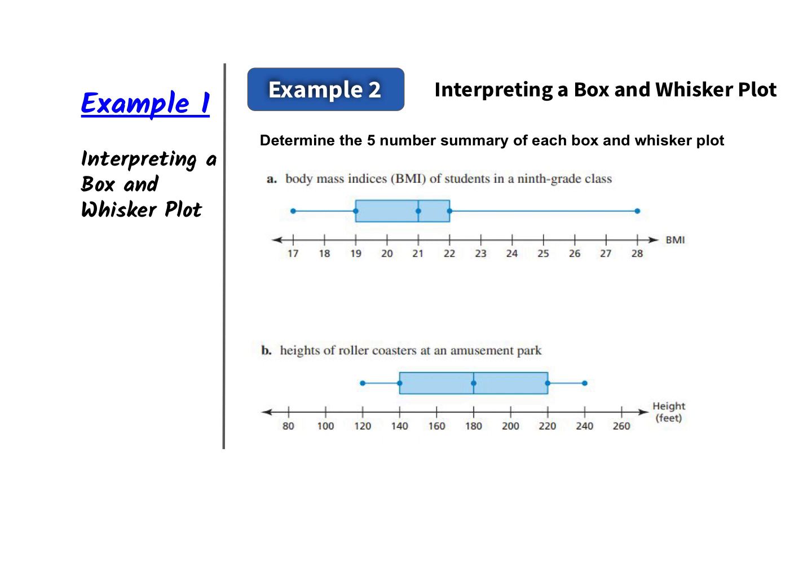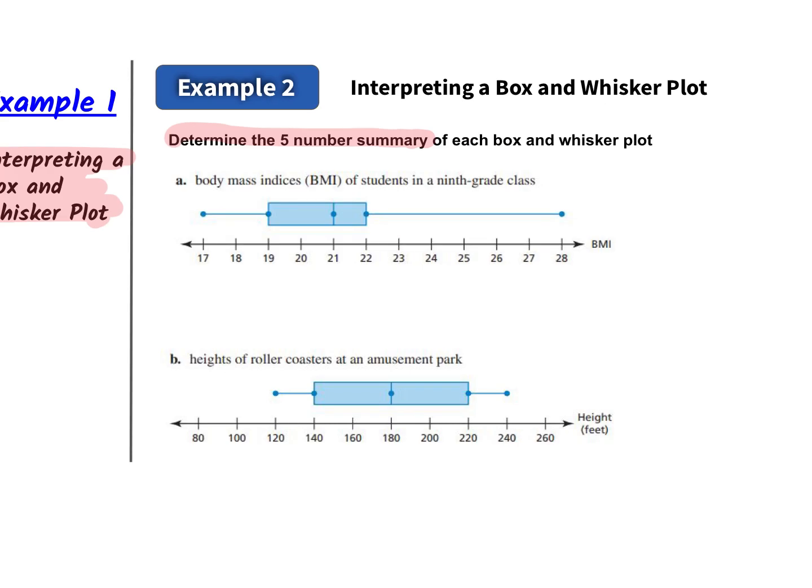Example 2, not example 1, I apologize, but we are interpreting a box and whisker plot in this example. We are determining the 5-number summary, so that is the big goal here. We're just trying to read a box and whisker plot given to us. In part A, we have some body mass indices recorded of students in 9th grade. We have 5 things to find here, so I'm going to label them in different colors so it's easy to see. We have the minimum value, the Q1, the median, the Q3 for the 3rd quartile, and last but not least, our maximum value.